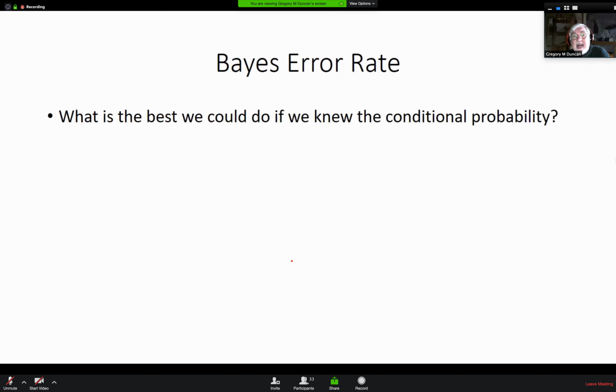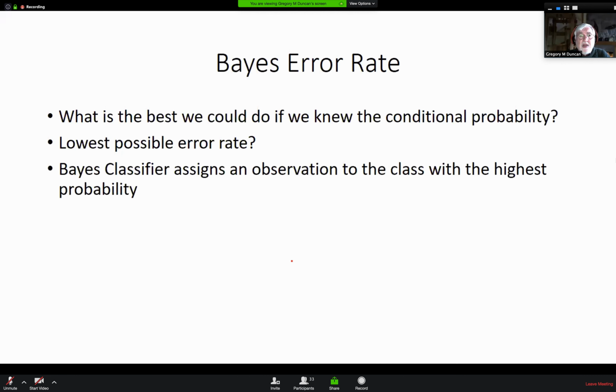Before we do that, I want to ask a question. What's the best we could do if we knew the conditional probability? That is, what is the lowest possible error rate? So this means if I know the probability, what's the lowest possible error rate? Well, the Bayes classifier assigns an observation to the class that has the highest probability for that observation, okay?